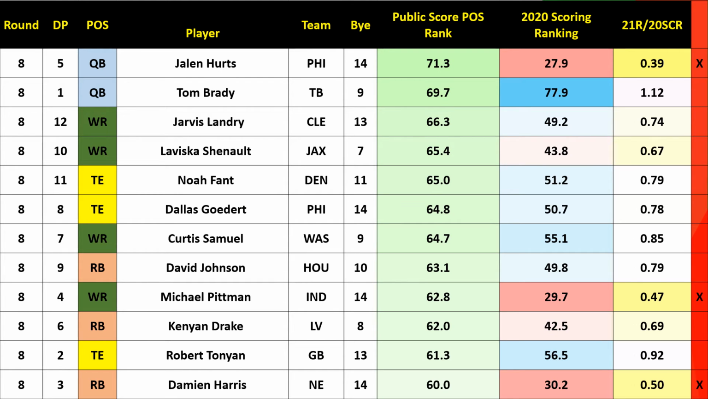Hurts, Brady. I think I'm going Brady over Hurts if I've got to grab one. Tight end, Fant, Goddard, Tanyan. I'm going Tanyan if I've got to. So if I've got to jump, I've jumped to Tanyan in round 7. WRs, Landry, Chenault. Not strong on Chenault. Samuel looking really good. So to me, Samuel is the play in here.